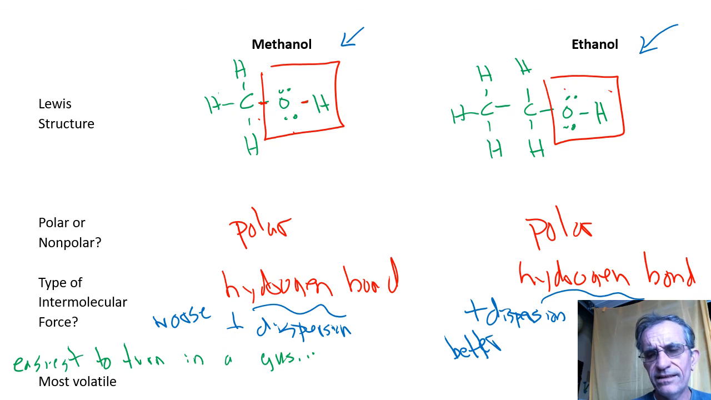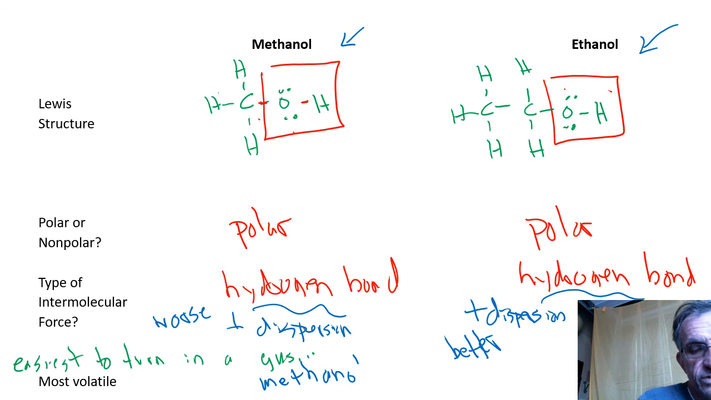All right, so with that little bit of information, let's see if you can predict this one again. Which one is going to turn into a gas the easiest? Okay, it's going to be the one that has the weakest forces comparing these two. And the one that has the weakest forces, that's the methanol. The methanol has dispersion forces which are not as powerful as ethanol. All right, so I hope that made sense.